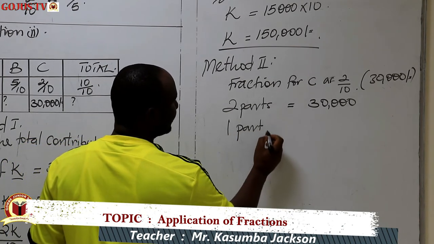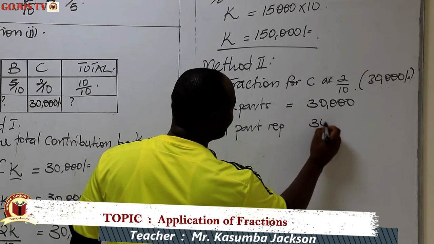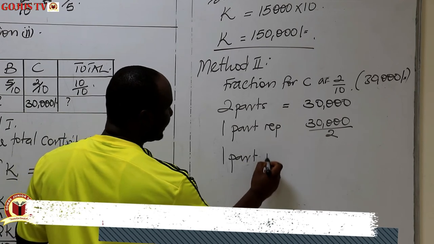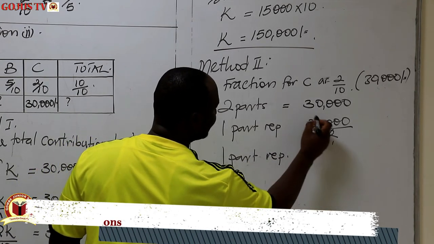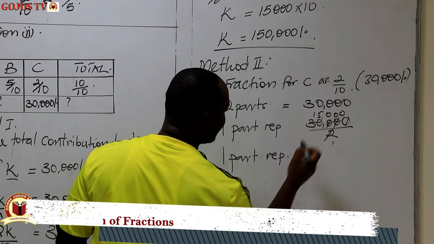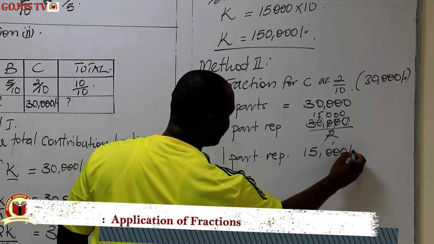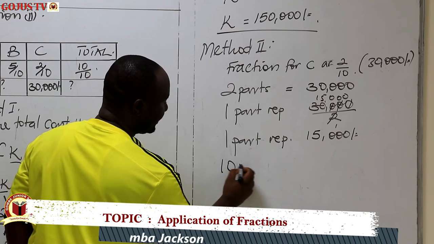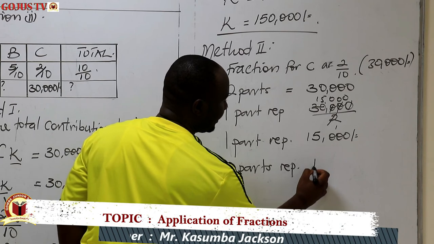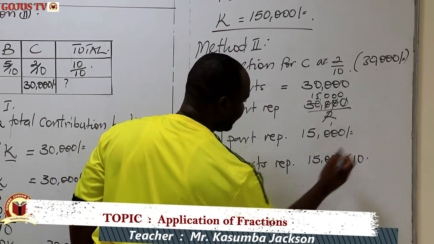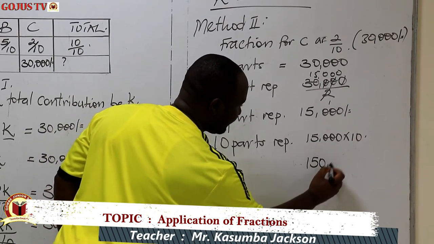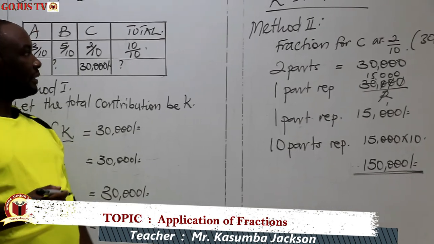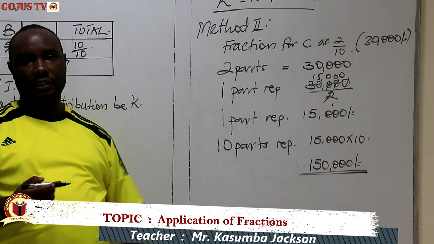Then one part is equivalent to 30,000 divided by 2, which means one part will be representing 15,000 shillings. Then, what was the denominator on our fraction? 10. Therefore, 10 parts will represent 15,000 multiplied by 10, which will give us 150,000 shillings. So what did A, B, and C contribute all together? They contributed 150,000 shillings to start a company.